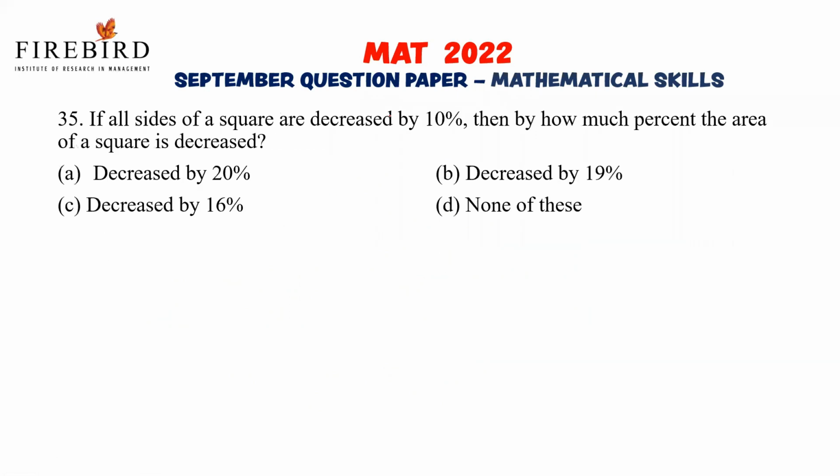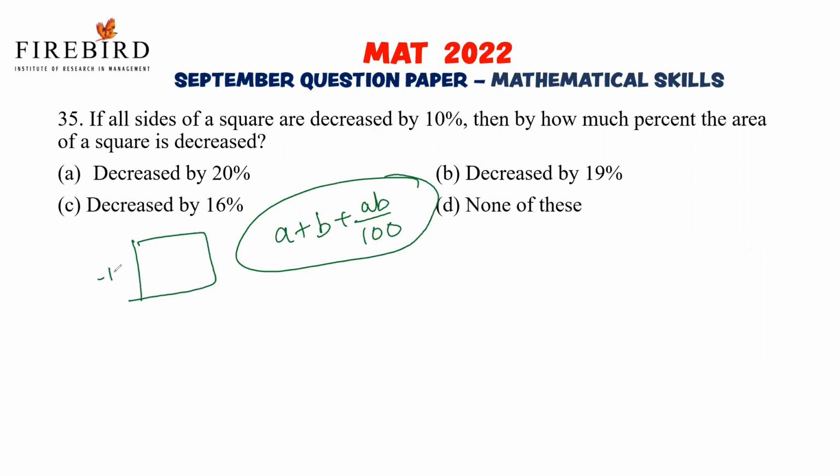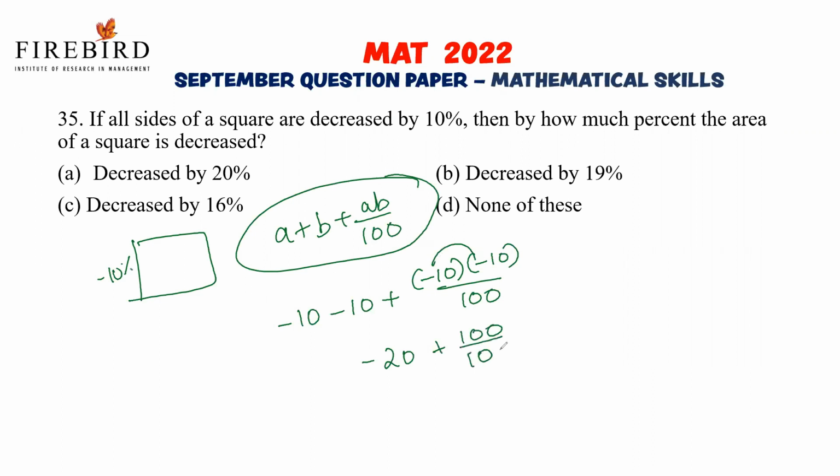Next. See, it is a very interesting question. Here you have to use the formula a plus b plus ab by 100. See, if all the sides of a square are decreased by 10 percent, right, so minus 10 plus minus 10, plus minus 10 into minus 10 by 100. So minus 20, minus into minus will become what? Plus 100 divided by 100. So minus 20 plus 1 is nothing but minus 19. This negative sign denotes the value decreases. So the value decreases by 19 percent is your answer.